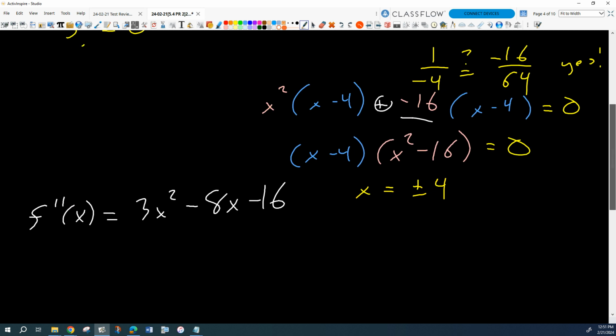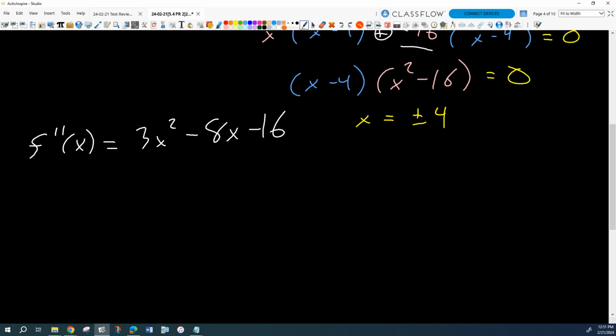Okay? Again, nowhere undefined, but when 3x squared minus 8x minus 16 equals 0. What's the quickest way to factor that? Slip and slide. I would do group B. I'd factor this by grouping. I mean, you can always use quadratic formula. But does grouping work?